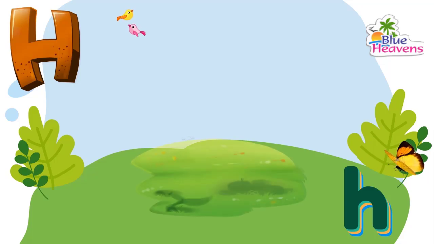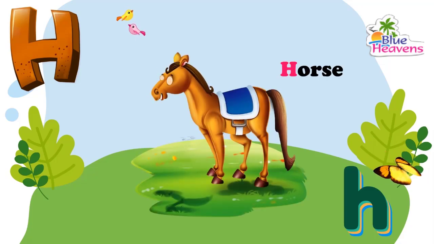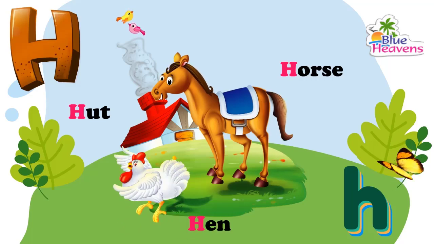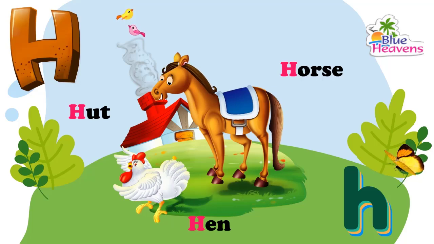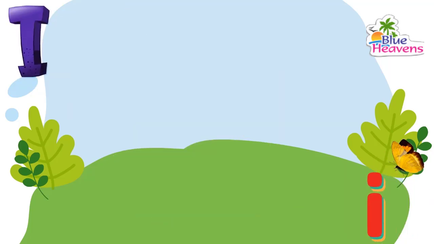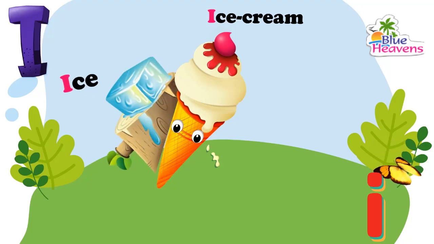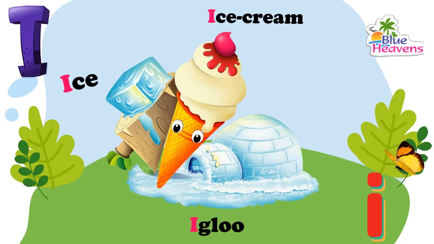H. H for horse. H for hut. H for hen. I. I for ice cream. I for eyes. I for igloo.